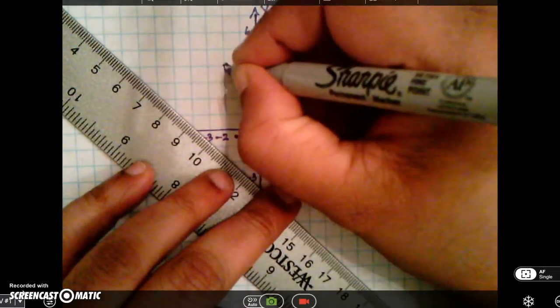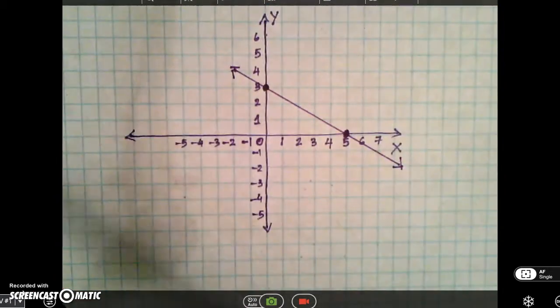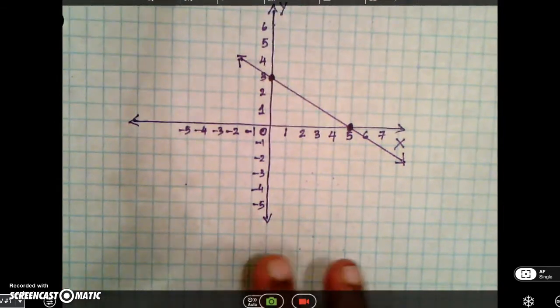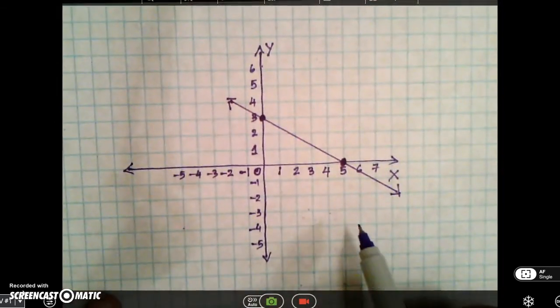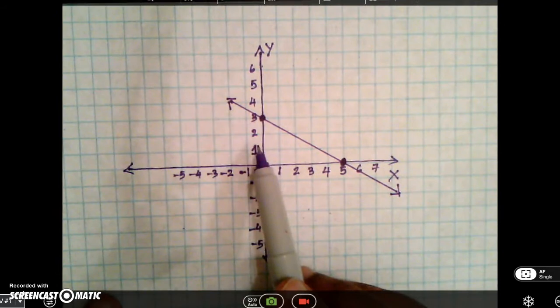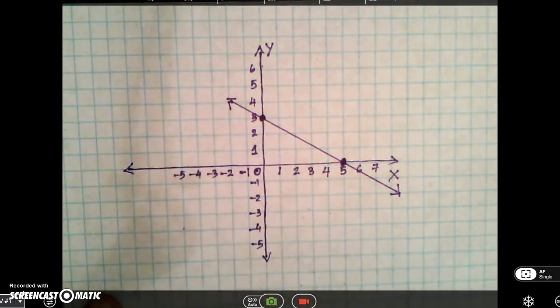Later in module 9, we're going to be graphing a lot. Your graph has to be accurate for you to get the correct answers. So I got my line. So I graphed my equation using my intercepts. Alright. So let's see.